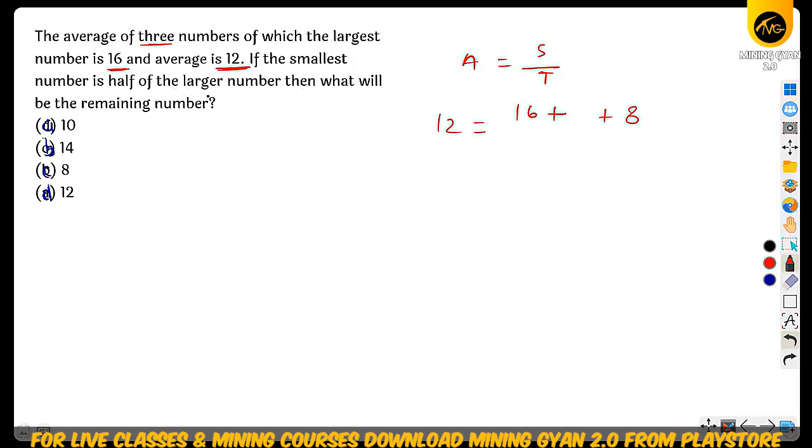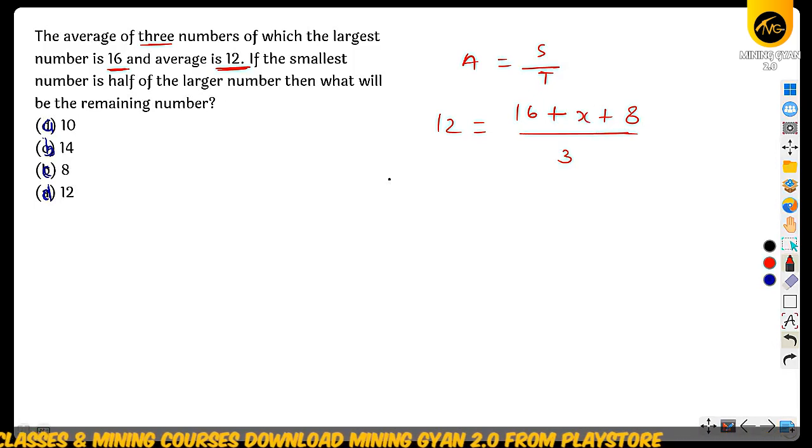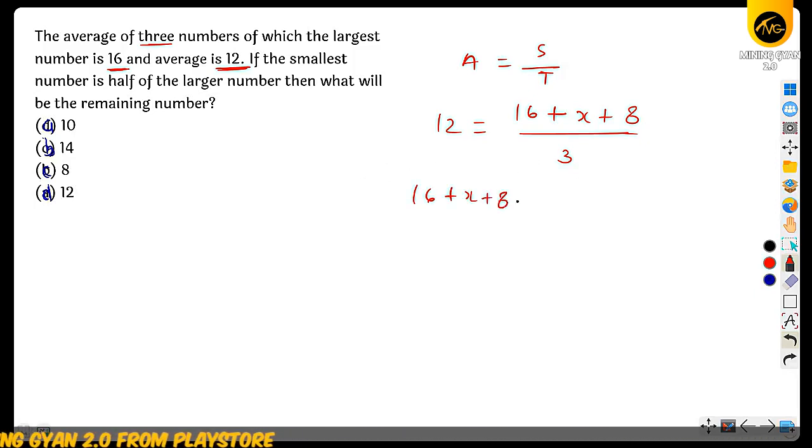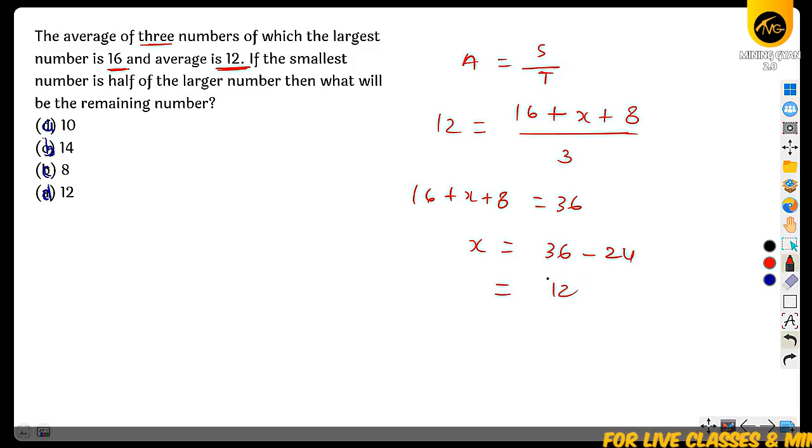We have three numbers, so the second number will be x. Now the number of elements is 3. Just multiply 12 into 3. That means 36. 16 plus x plus 8 is equal to 36. Now x is equal to 36 minus 24, which is 12. So the value of x is 12. Now option D is the correct answer.